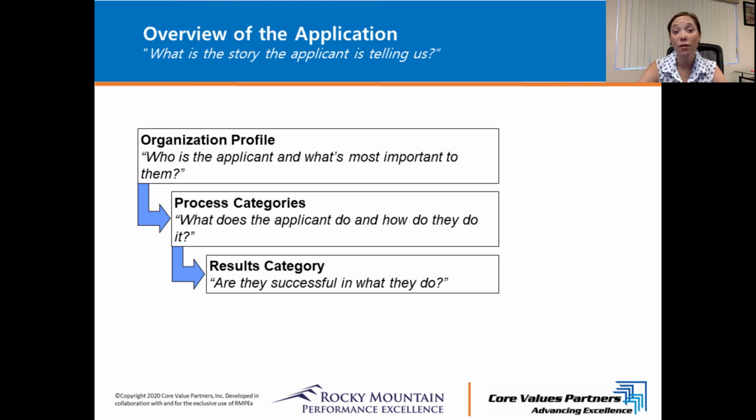Let's start with an overview of the application. The applicant should be telling us a story of how they operate. The organizational profile describes who they are and what's most important to them. The organizational profile is the basis for the key factors that you will develop. The process categories describe what the applicant does, its processes, how they do it, and how they improve. The results category demonstrates the applicant's performance. What is their performance across a broad set of results?